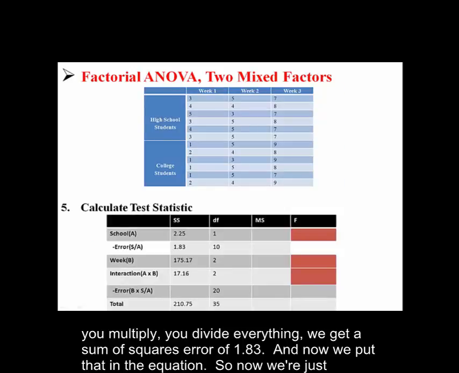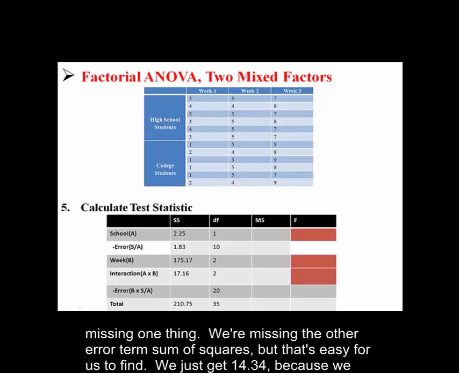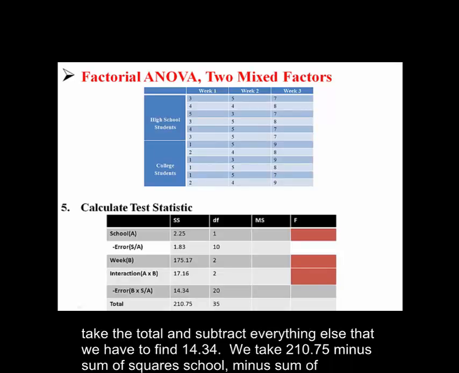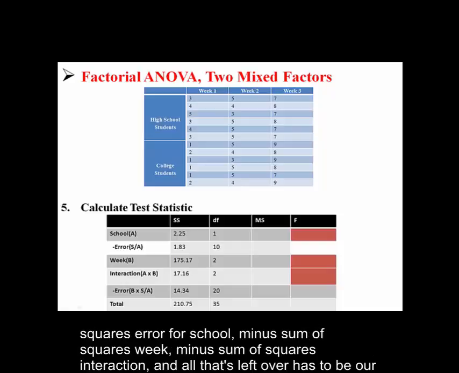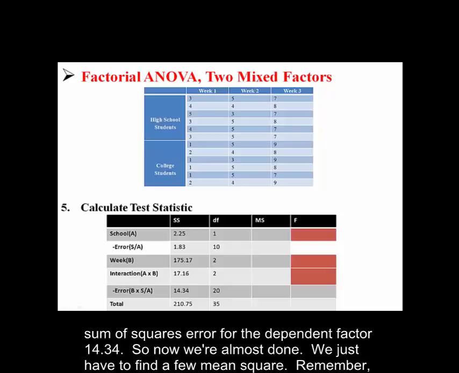And now we put that in the equation. So now we're just missing one thing. We're missing the other error term sum of squares, but that's easy for us to find. We just get 14.34 because we take the total and subtract everything else that we have. We take 210.75 minus sum of squares school, minus sum of squares error for school, minus sum of squares week, minus sum of squares interaction, and all that's left over has to be our sum of squares error for the dependent factor, 14.34.